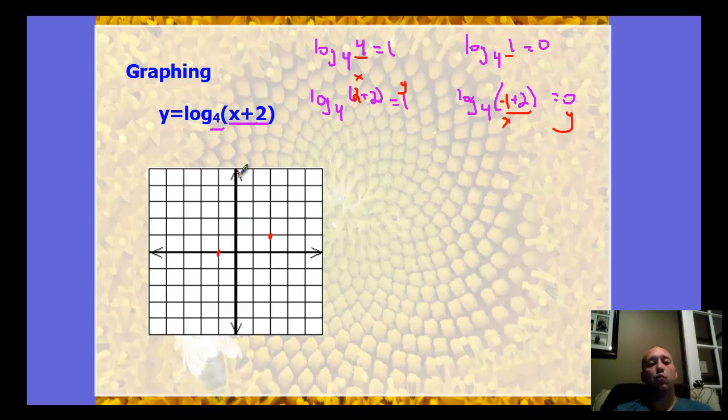Now our asymptote for the parent function is our y-axis, or x equals 0. But what does this plus 2 do to the graph? It shifts it left 2. So our vertical asymptote becomes this line, x equals negative 2. So here would be the shape of the graph. All of our log graphs have that shape, unless we've been reflected or shifted or stretched. But this would be the typical shape of the parent function.